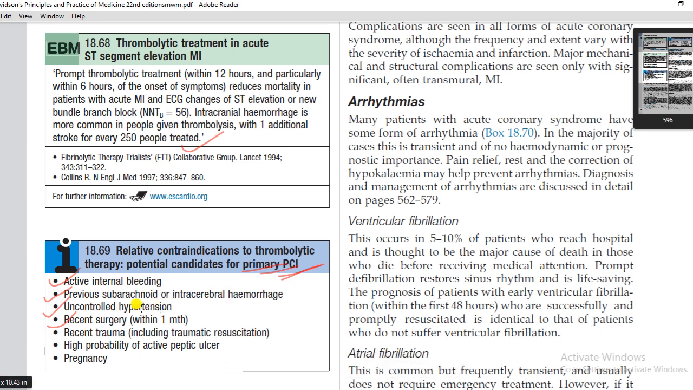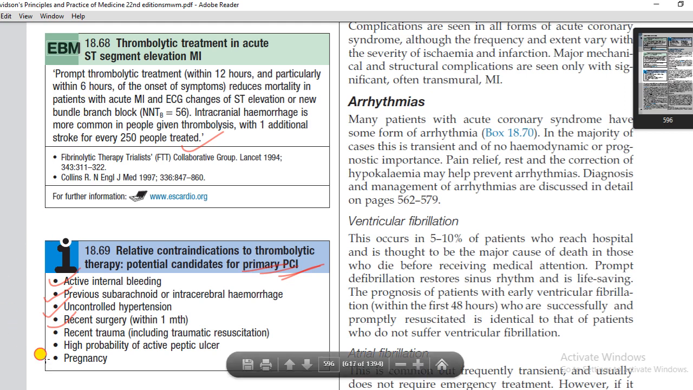So I'm going to repeat this with my eyes closed. Number one, active internal bleeding, and then recent surgery, recent trauma, and those with a high probability of active peptic ulcer, uncontrolled hypertension, and those with intracerebral hemorrhage or subarachnoid hemorrhage, and pregnancy. Okay, pregnancy as well.